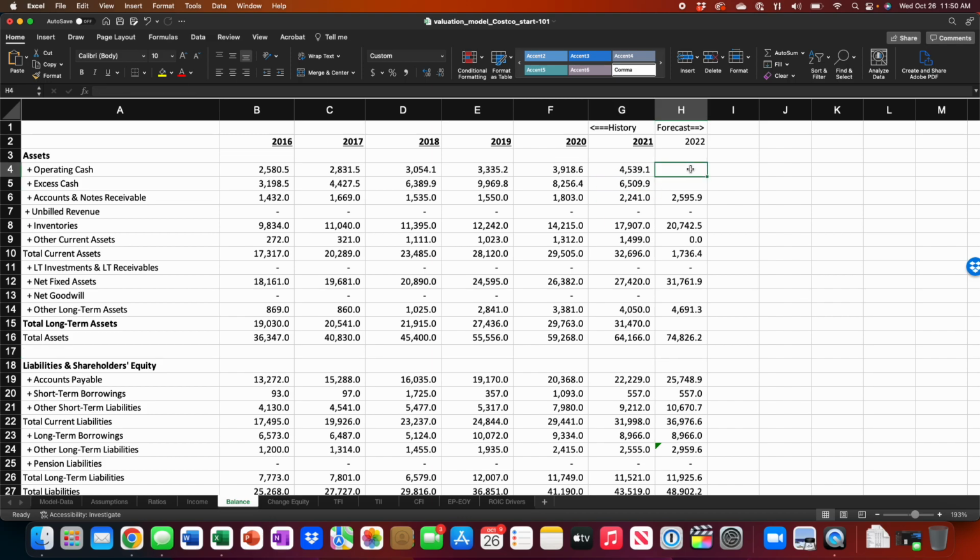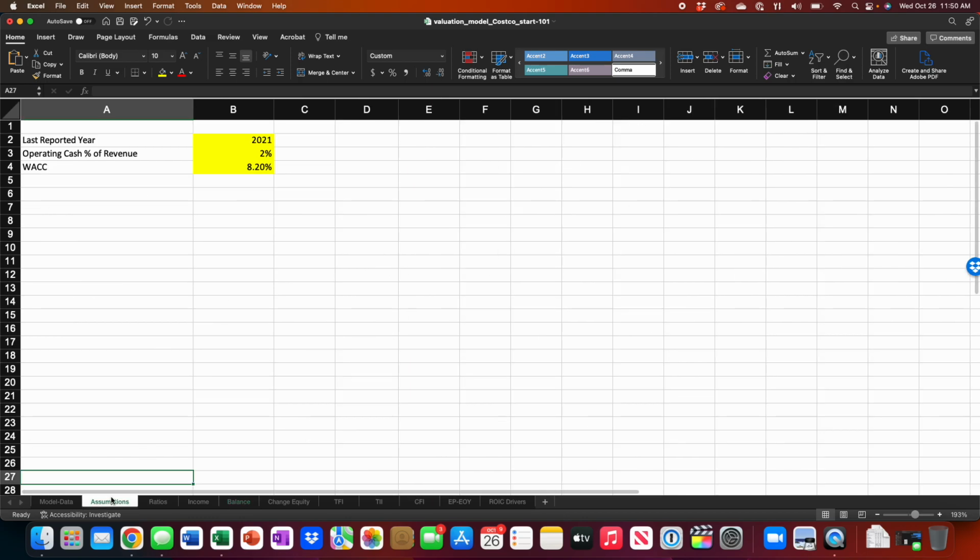You'll notice that there wasn't an operating cash on the ratios tab. If you go to the assumptions tab, operating cash is a percentage of revenue, 2%. And you might say, gee, why did he put it there and not on the ratios tab? The ratios tab are things that change year by year. The assumptions tab stay constant across your valuation. That's how I'm separating out the 2 tabs.